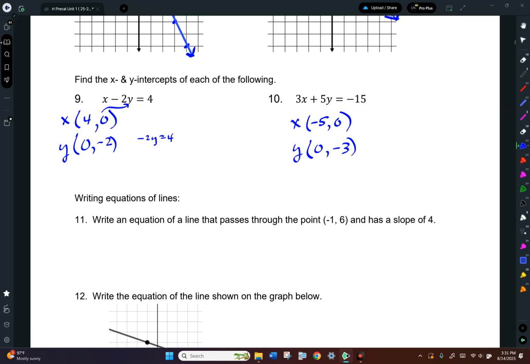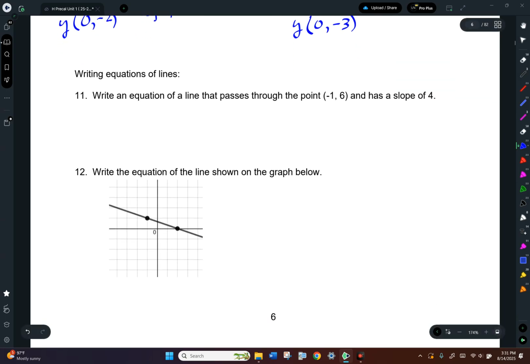Okay, so now we're into the writing equations of lines. And this is much more what we're going to see later in pre-calculus and more in calculus. Okay, what we've already done, yeah, big, huge review of Algebra 1. And this is still a review of Algebra 1 and 2. It's just that now we're into the writing equations.